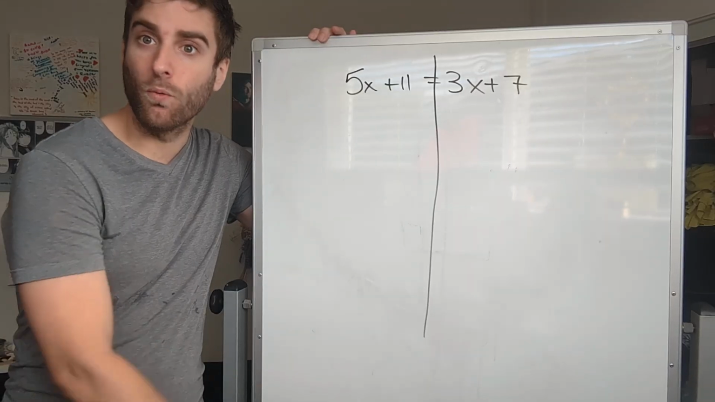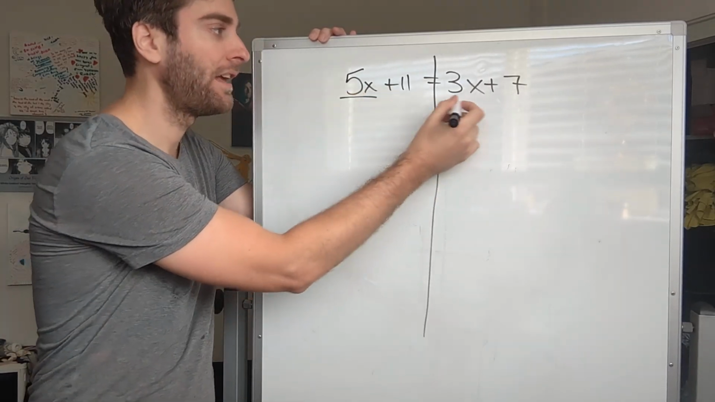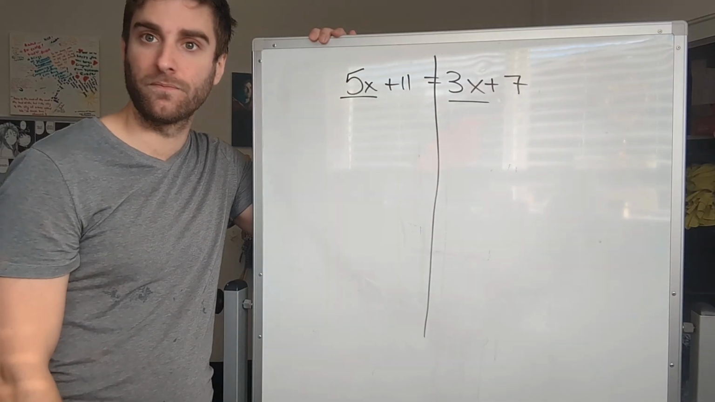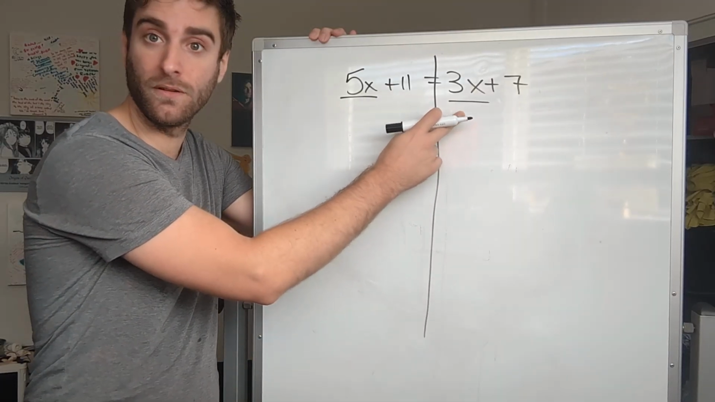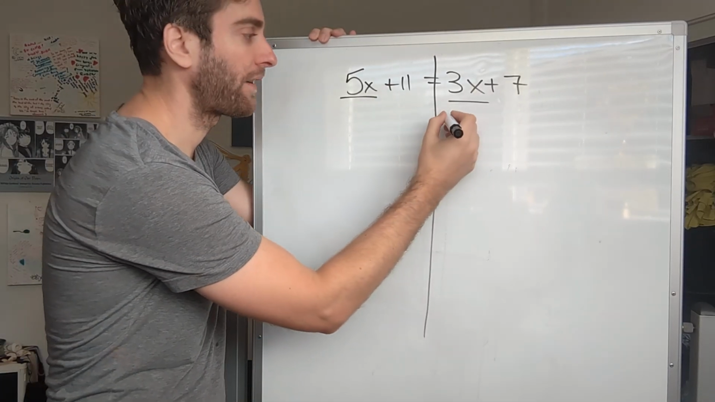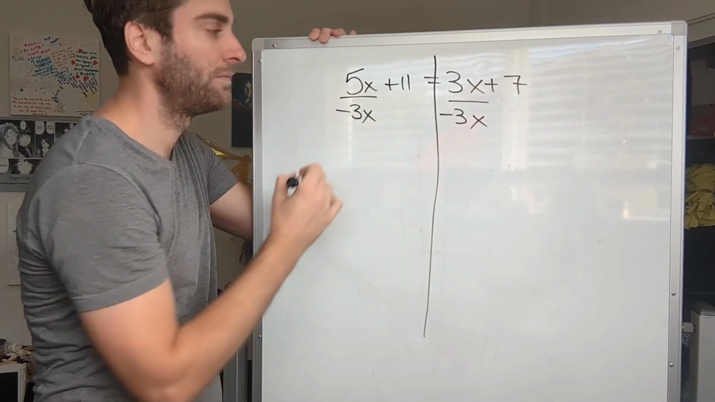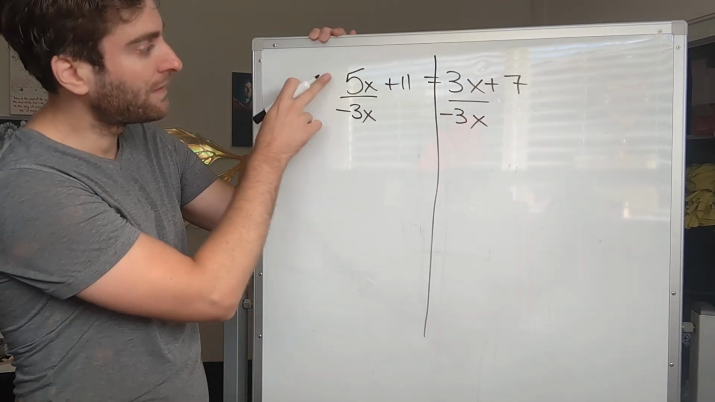And then we need to see which one can we move. We've got two x terms, we've got 5x, and we've got 3x. Which one can we move? That's right, we can move the smaller one, right? We can move the 3x. So I'm going to take away 3x from both sides. What's that going to leave me with?